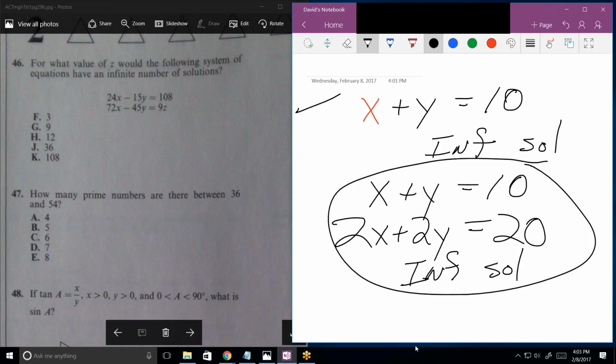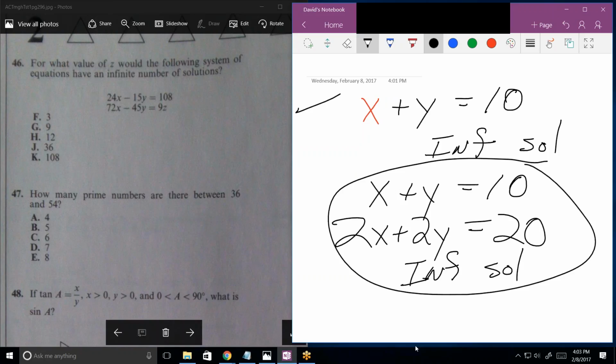The only reason that you get a single solution is if you have two independent equations. If my second equation said x minus y equals 20, that would be completely different than the first equation, and I'd be able to solve it and come up with exactly one solution.